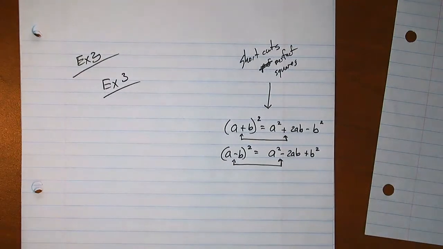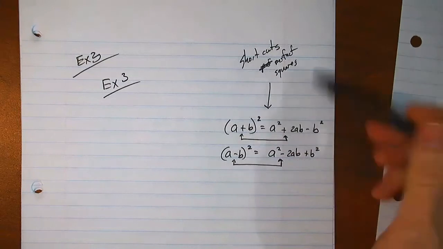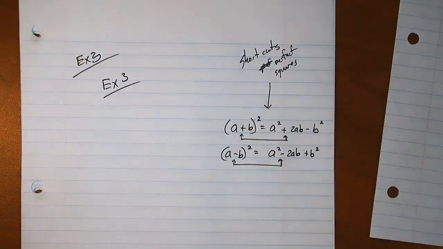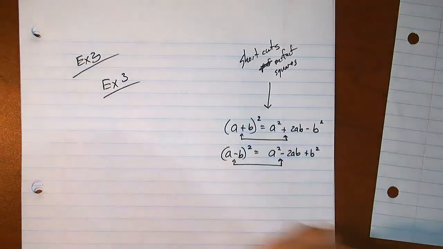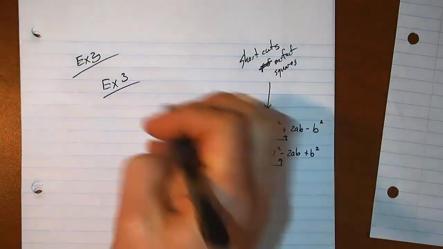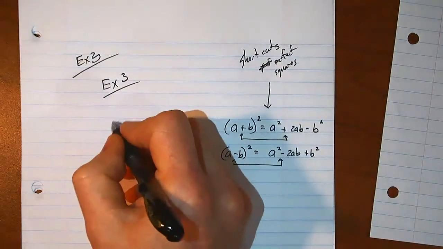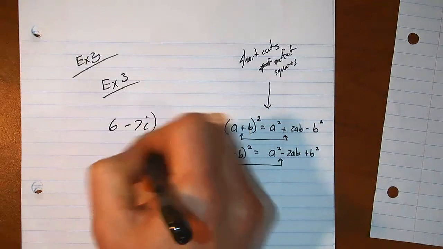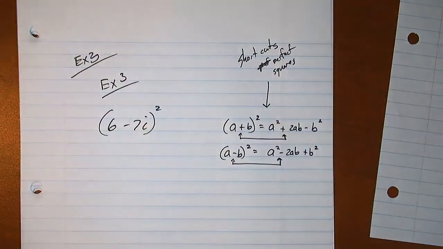So that was our shortcut rule. If you learned that shortcut rule, then great. If this sounds foreign to you, if you don't remember this at all, then just stop the video right now, okay? But if you remember this shortcut and you want to use it, then let's take a look at how that works with imaginary numbers or with complex numbers. So let's finish by saying that I have 6 minus 7i, and I'm going to square it, okay?